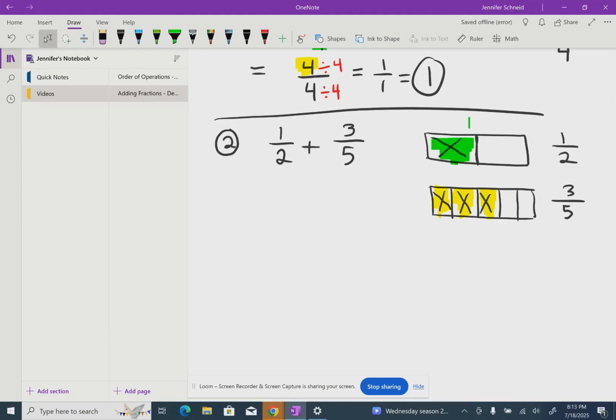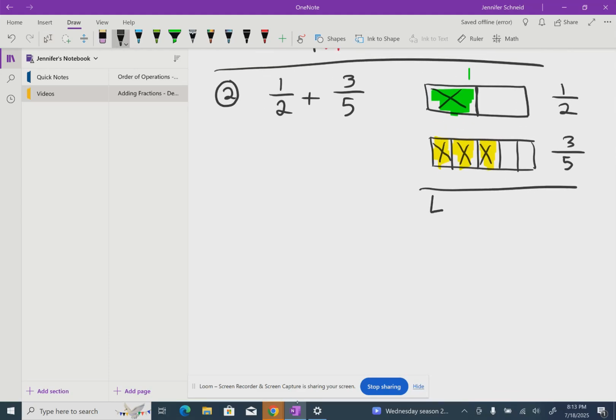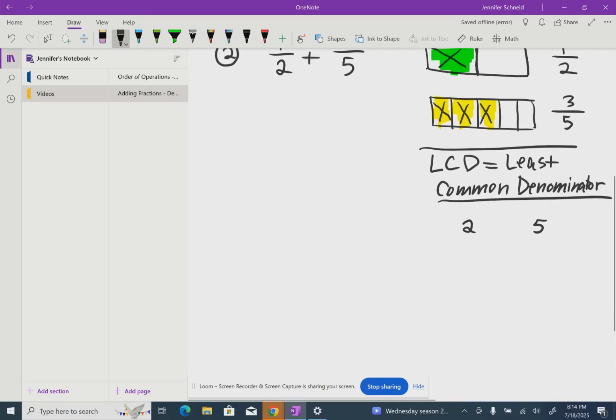So what we need now is something called a least common denominator. LCD for short. That stands for least common denominator. And so we have 2 and 5. Now, basically, we are looking for the smallest number that can be divided evenly by 2 and 5.